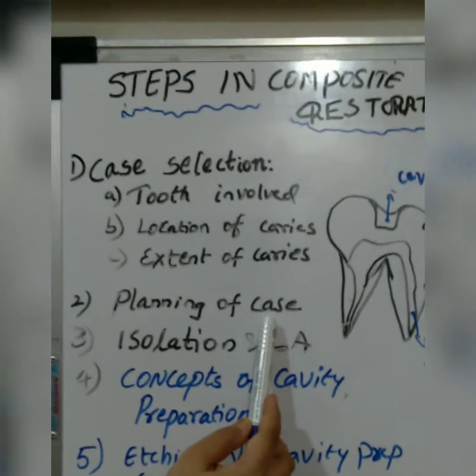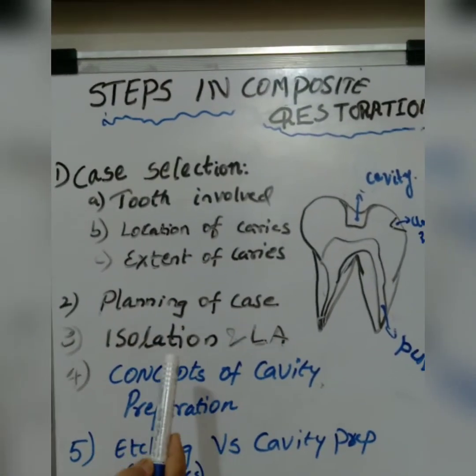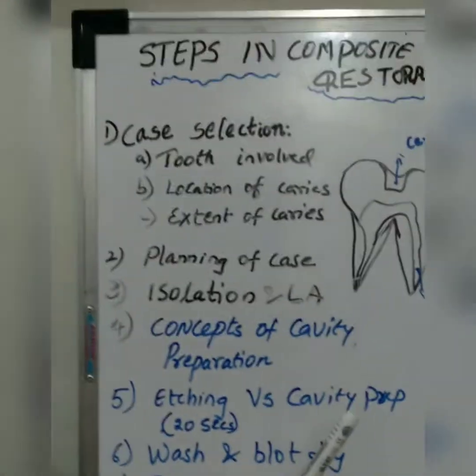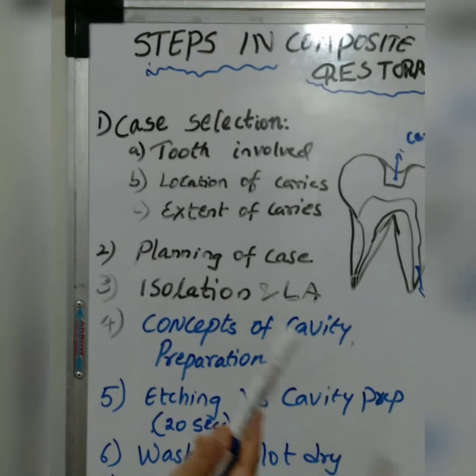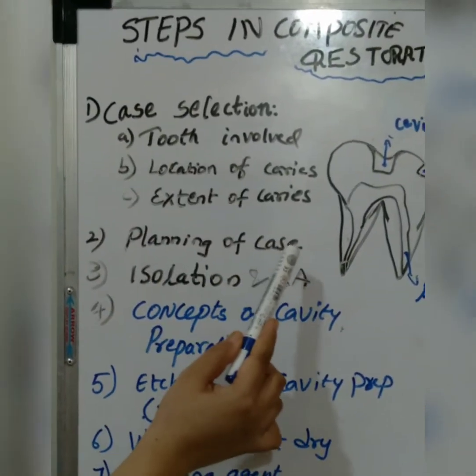Next, planning of the case. Based on this, you have to plan. Do you want to go with bulk fill composite, or flowable, or packable, or injectable? We have different types of composites based upon these three things. So you have to plan the case.